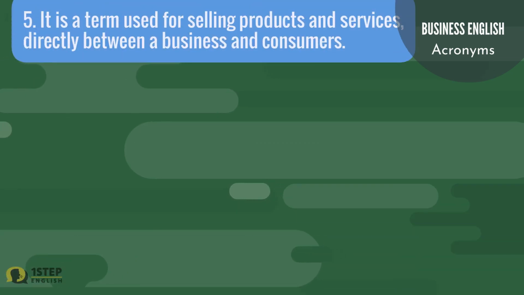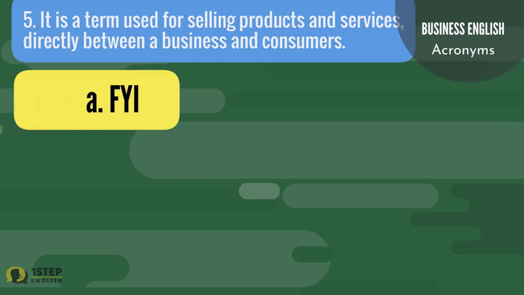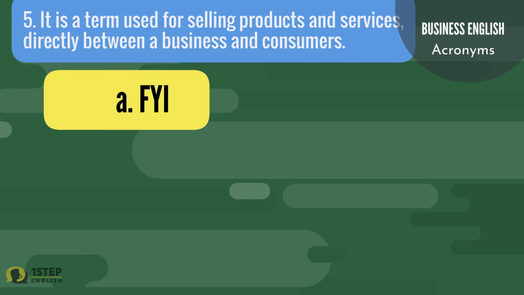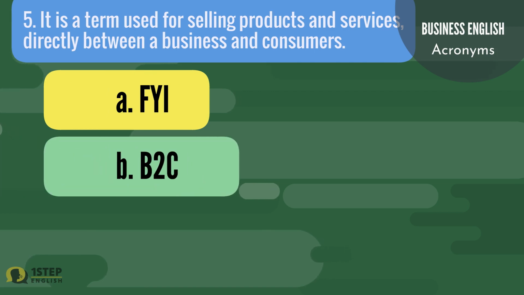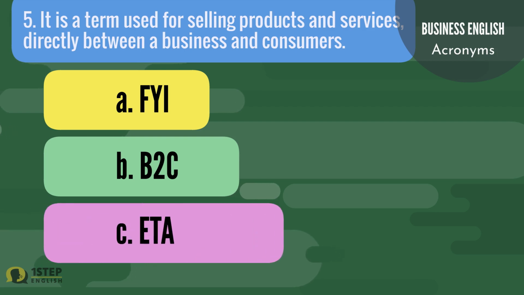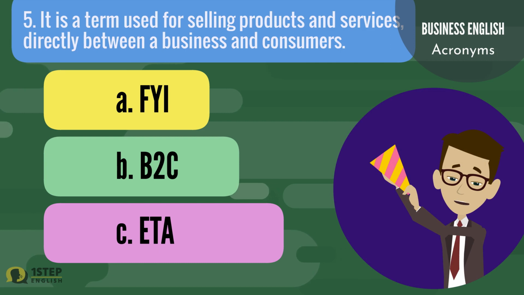Number 5. It is a term used for selling products and services directly between a business and consumers. Letter A. FYI. Letter B. B2C. Letter C. ETA. The correct answer is letter B. B2C.